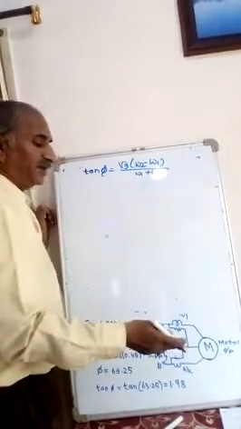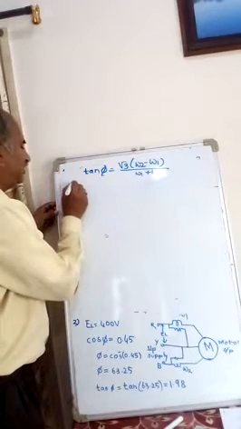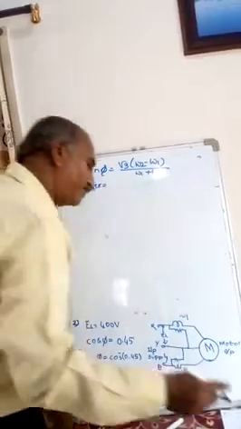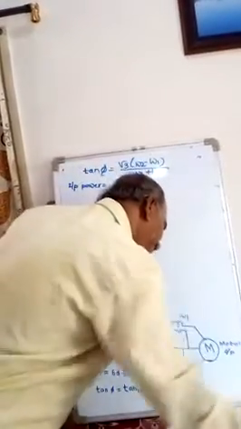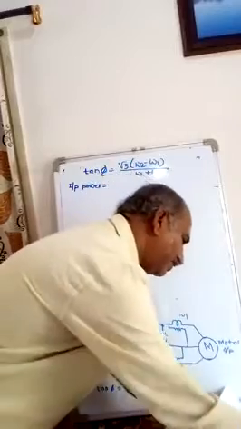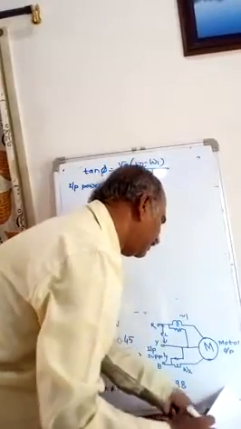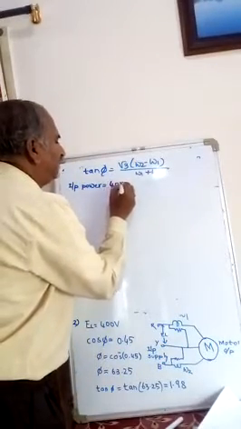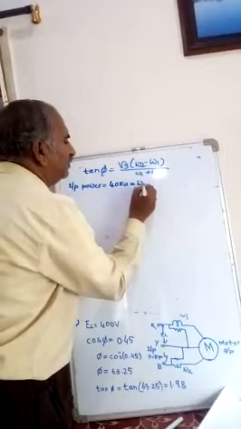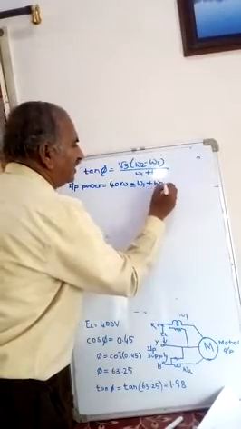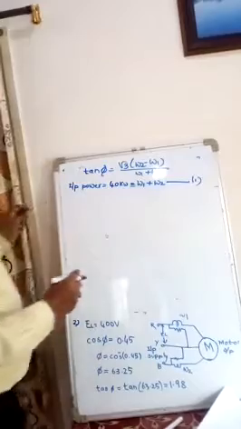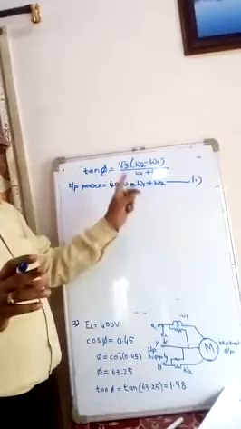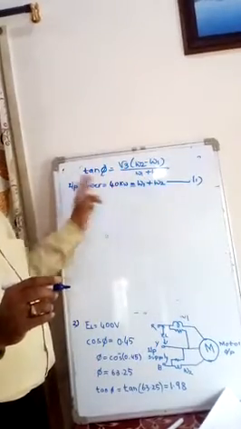So input power is given. From the problem, input power is 40 kilowatt. Hence it is also equal to W1 plus W2. You can call this equation number 1. How is the input power measured? By using W1 plus W2. It is also three-phase power. So equation 1 you can develop.